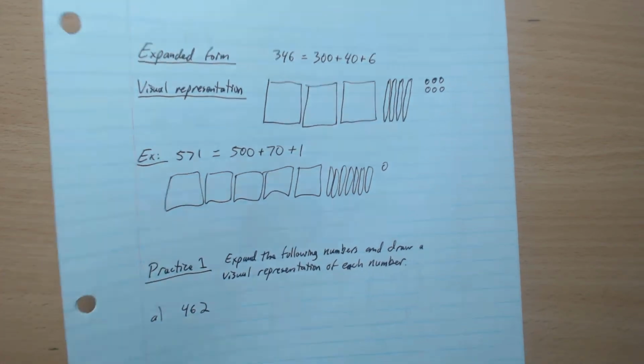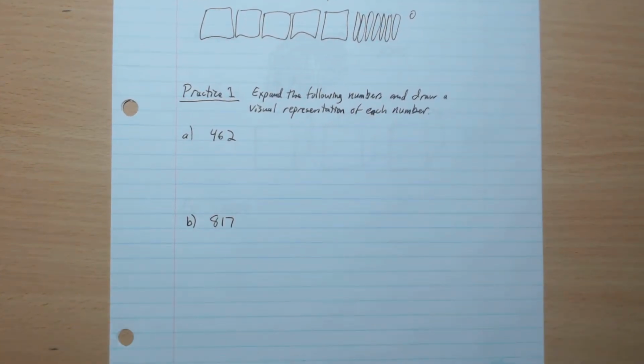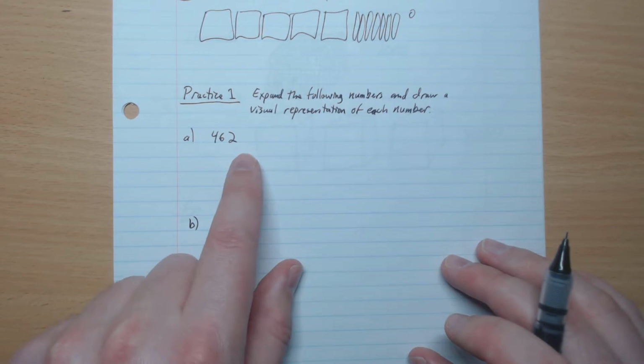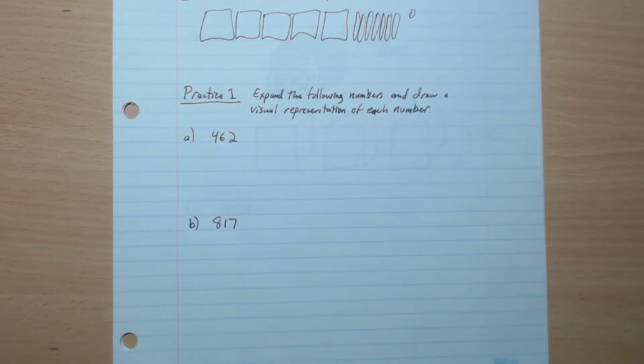Excellent. It's that easy. So go ahead and try it out for yourself for questions A and B. Expand the following numbers and draw a visual representation of each number. Go ahead and pause the video and do that.